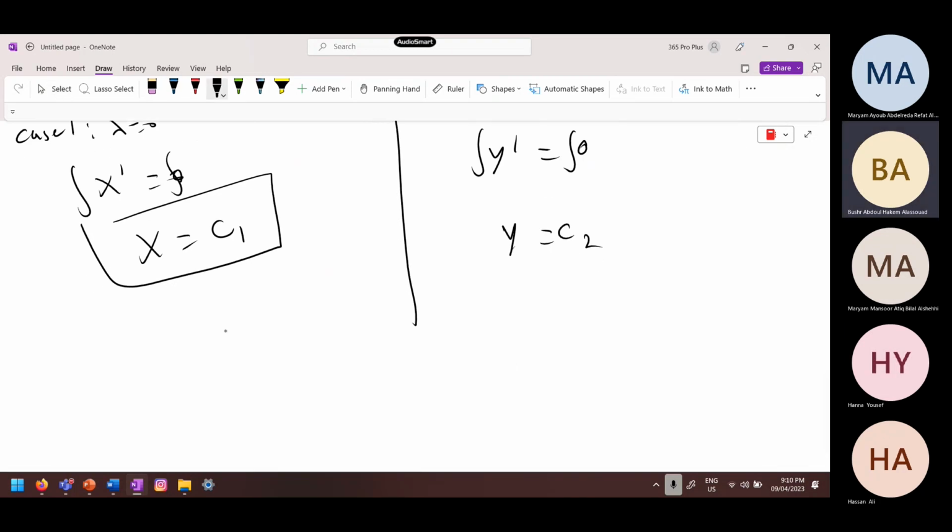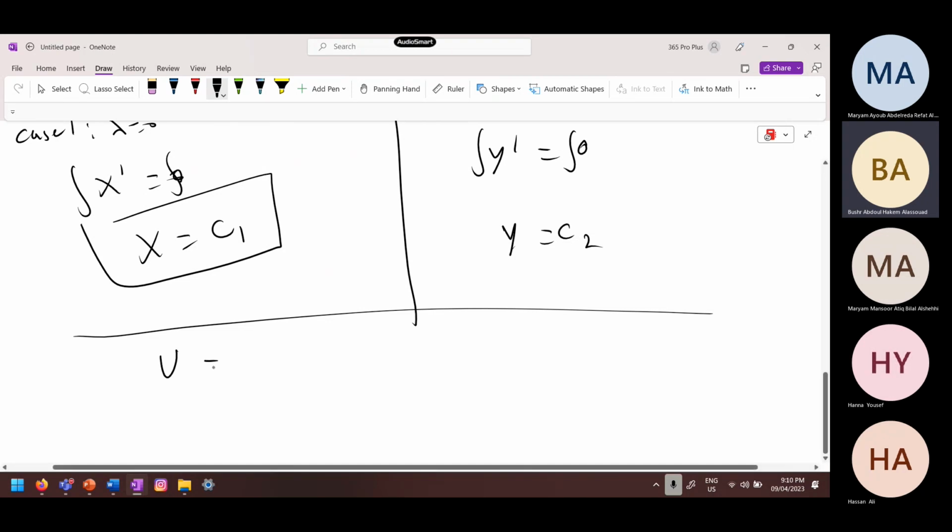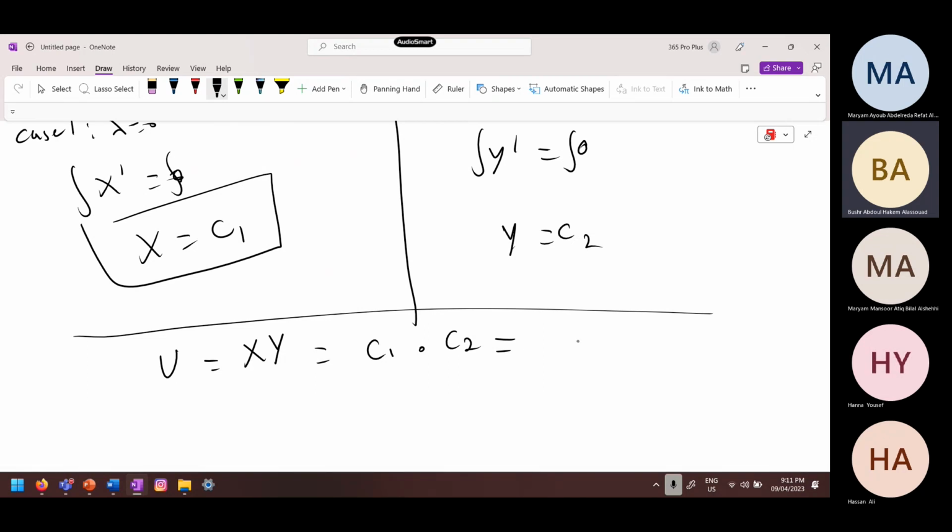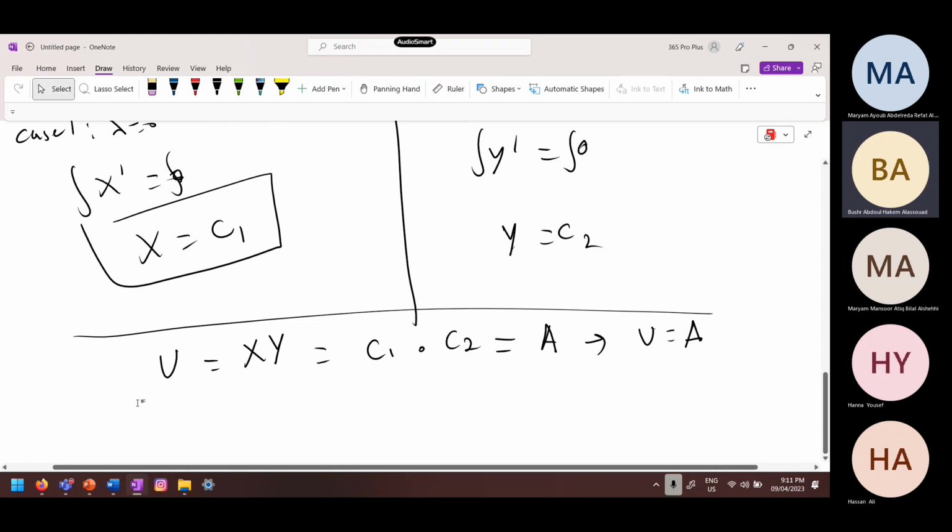Now you need just to substitute this in the first assumption, which is u is equal to xy. So c1 multiplied with c2, and you'll get another constant. Any constant multiplied with a constant is just another constant. So use any letter you like. I would use A. So u is equal to A, just a constant.